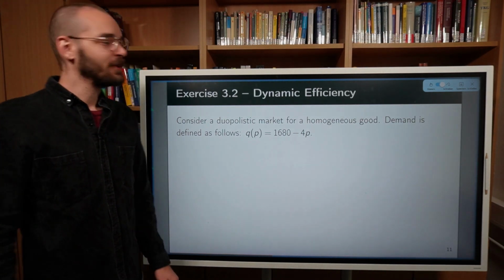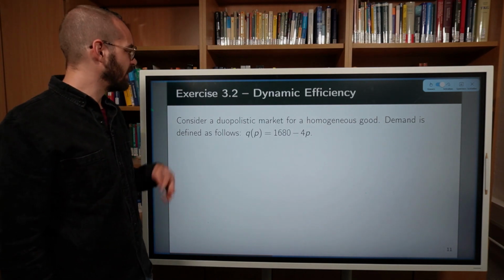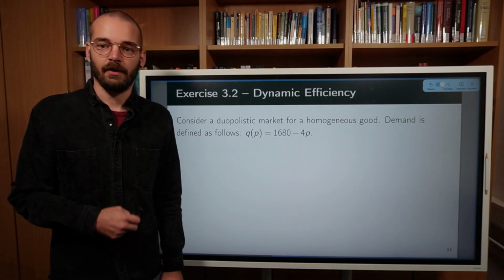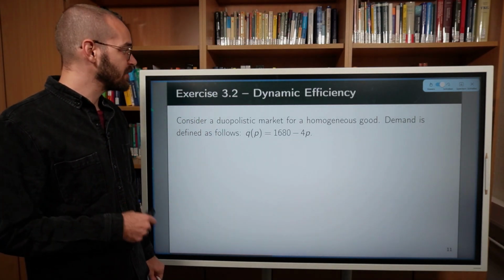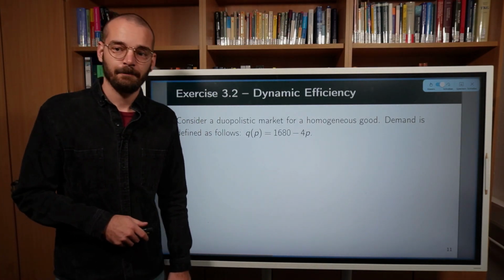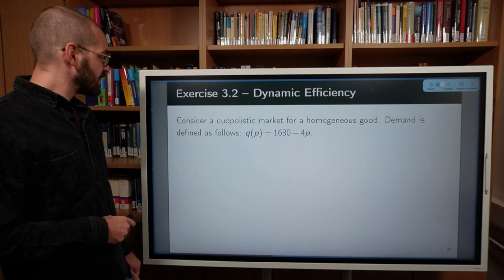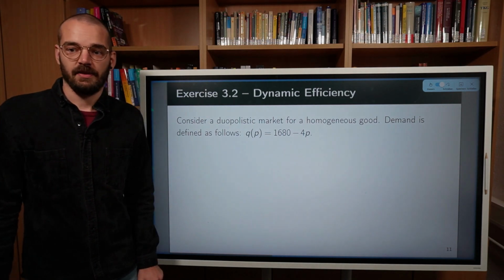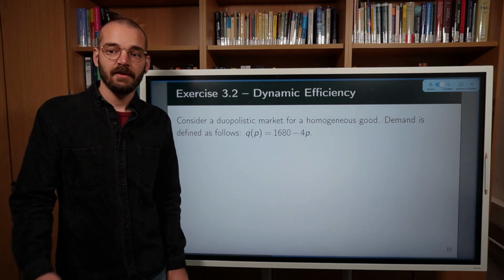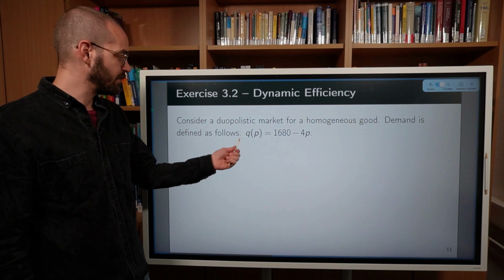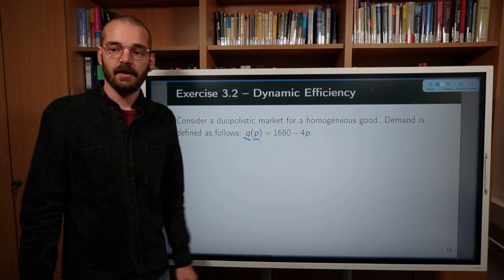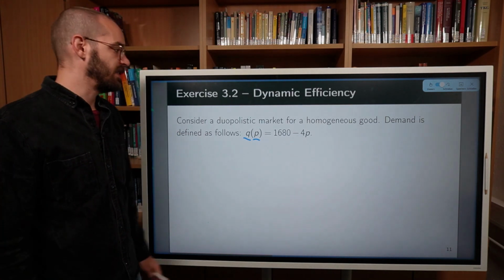In this video I will talk you through the solutions to exercise 3.2, so the second exercise on our third assignment on the topics of dynamic efficiency. In this exercise we are asked to consider a duopolistic market for a homogeneous good. We know that the demand function is defined as follows: quantity as a function of price equals 1680 minus 4p.